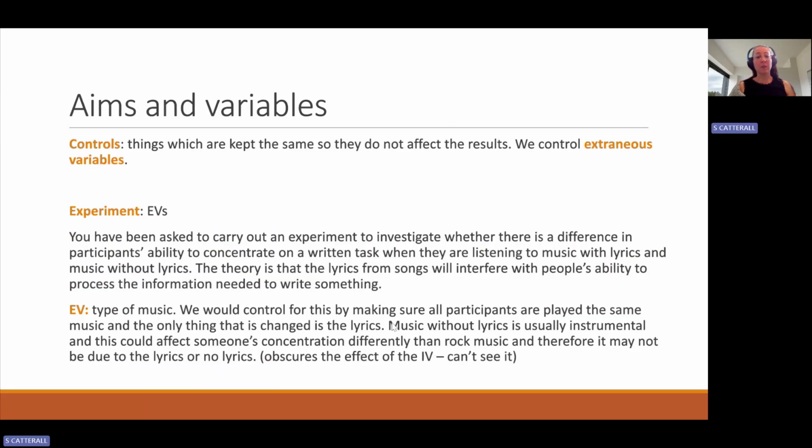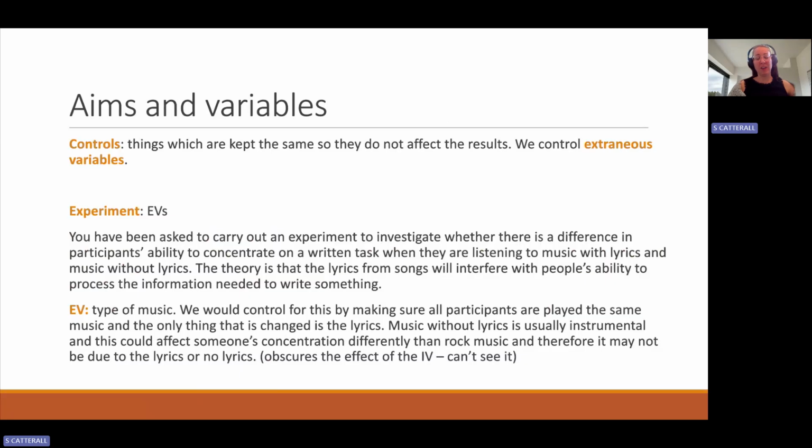So in the exam, you could be asked what is an extraneous variable, but you could also be asked how do we control for that? How do we make sure that that doesn't have an impact on our DV that's being measured? So for example, on this one, we might, in fact, does it say? It doesn't say on here how we control. Oh, there we go. We could control this by making sure participants are played the same music, and the only thing that's changing is the lyrics.